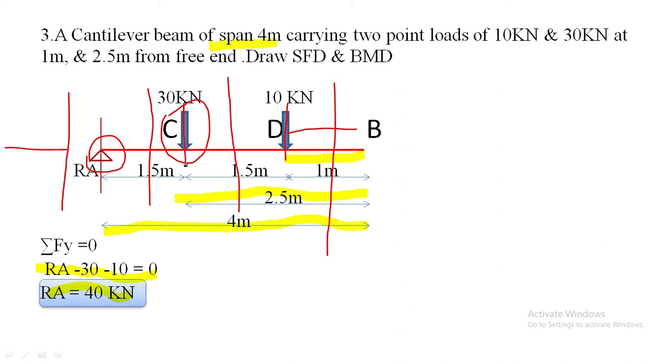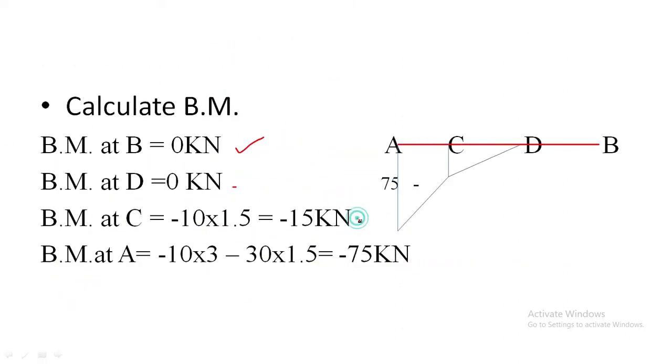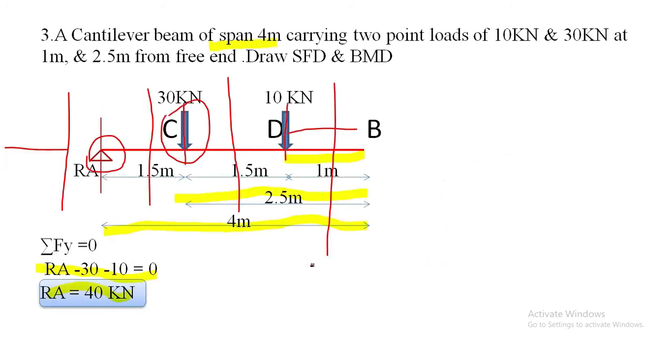And now come at the point C. Look towards the free end. While looking towards the free end, there is only the D force present, which is going in downward direction. So minus 10, and the distance from 10 to 30 kilonewton is 1.5. So minus 10 into 1.5 is minus 15 kilonewton meter. And last is bending moment of A, which is minus 10 into 3 minus 30 into 1.5, equal to minus 75 kilonewton meter. Now look towards the free end.